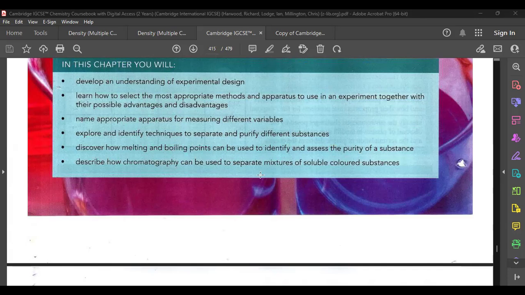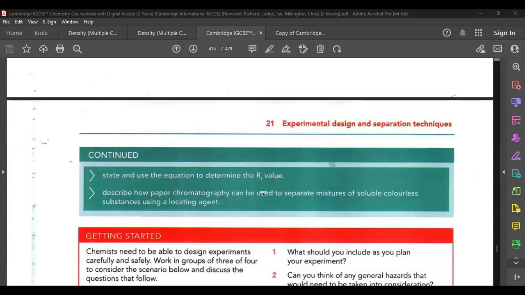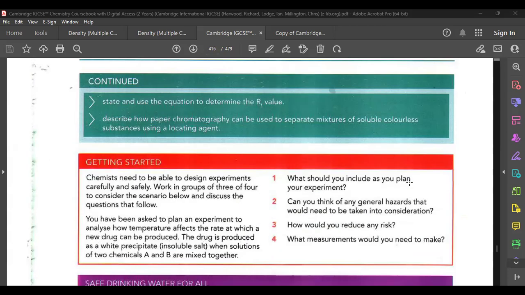Again, chromatography can be used to separate mixtures of soluble colored substances, and then we are going to state and use the equation to determine the RF value. This RF value is basically related to the chromatography technique. We will discuss what it is. And then the last one, describe how paper chromatography can be used to separate mixtures of soluble colorless substances using a locating agent.